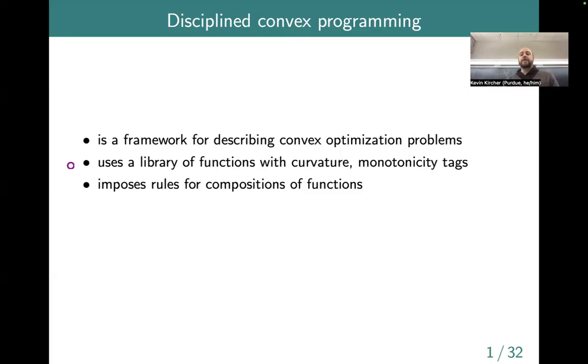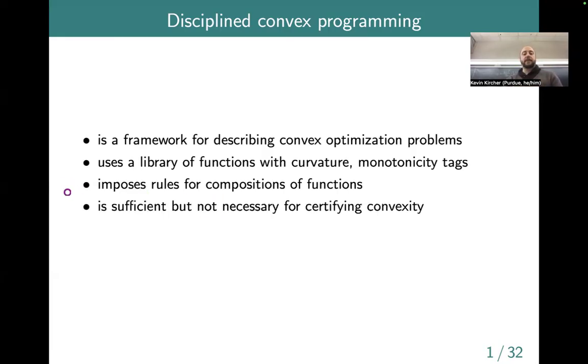Things of that nature. And we talked in the last lecture before break about how we can use those curvature and monotonicity tags associated with functions and then do compositions of functions to take simple atomic functions and put them together in complex and useful and interesting ways. And then those composition rules are basically encoded in the framework of disciplined convex programming. So the software uses those rules to certify or verify that your problem is convex and can be solved globally and in polynomial time.